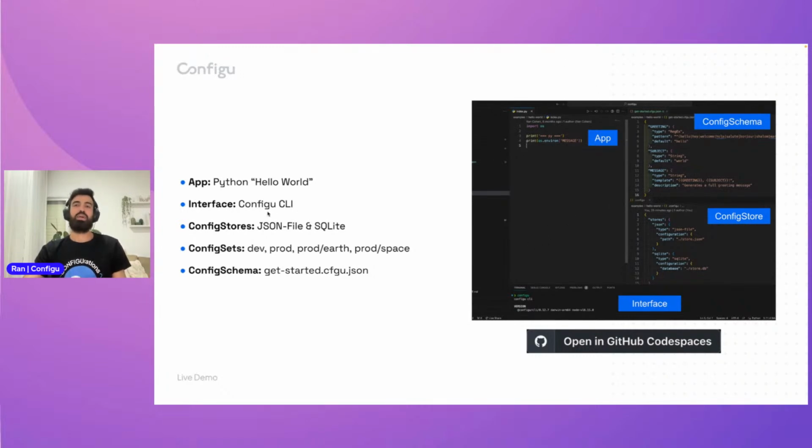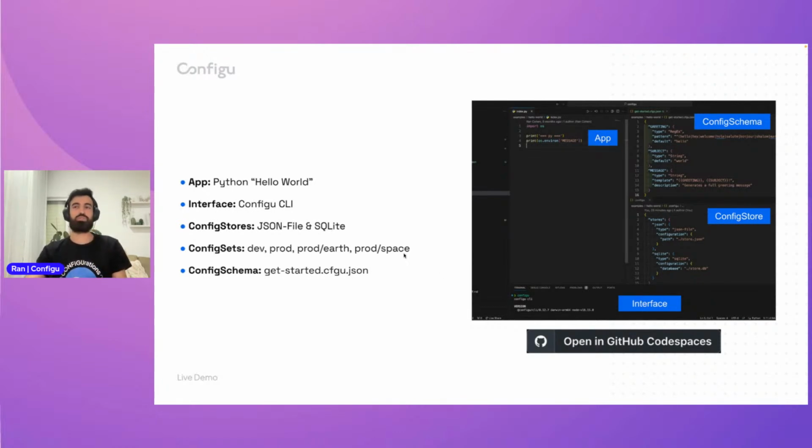Python application. I'm going to use the Configu CLI to work with Configu. It's very convenient, and it's already installed on the code space, so it's very easy to start using it. I'm going to use a JSON file for the config store, just for you to see how the config looks. And next, I'm going to use an SQLite file to save my configuration.